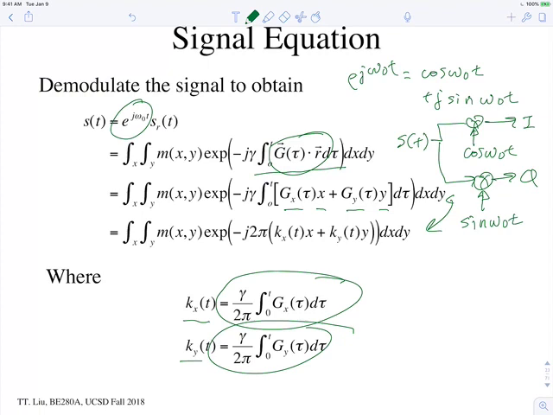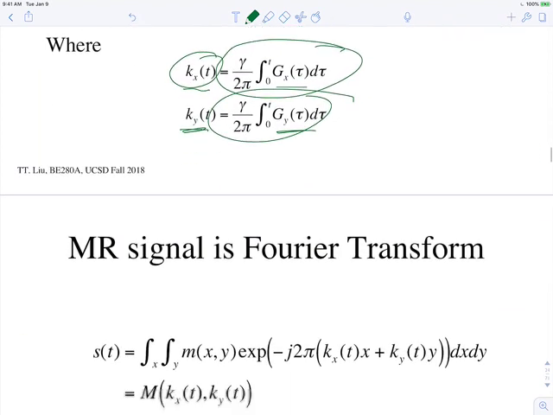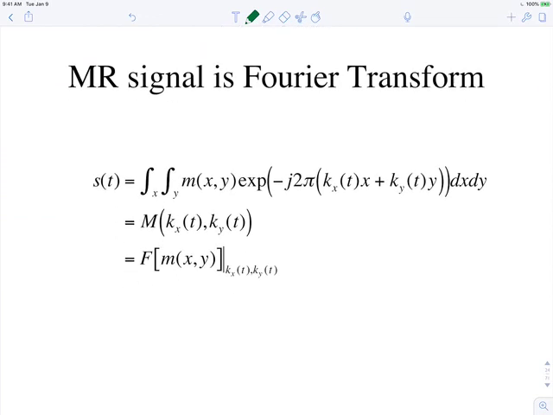Basically, it's saying that where you are in kx is simply based on the integral of gx, and where you are in ky is simply the integral of gy. All the problems we're going to deal with are just playing around with where you are in k-space by what gradient you applied. So the nice thing is that at the end of the day, the MR signal is simply the Fourier transform. It's basically my object multiplied by this phasor pattern. And the cool thing is I control where I am in k-space with the gradients.